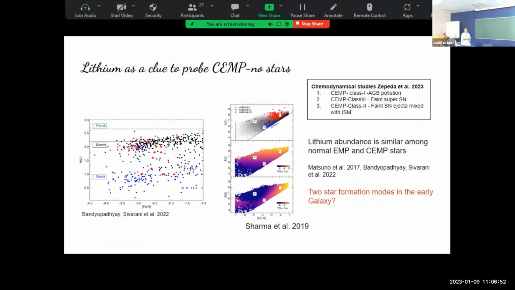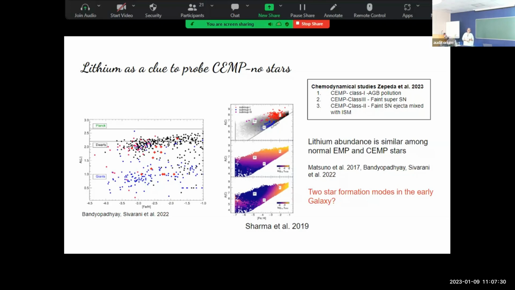Another thing which we also looked at is lithium. For example, if carbon enhanced metal poor stars are formed from the polluted material of the first ejecta from the first supernovae, then they would have depleted lithium compared to a normal star at a similar metallicity. But what we find is they don't really, they have a very similar trend. This is also done by another group, the Japanese group. But there is not much work done on the lithium abundance. This is a very faint line.